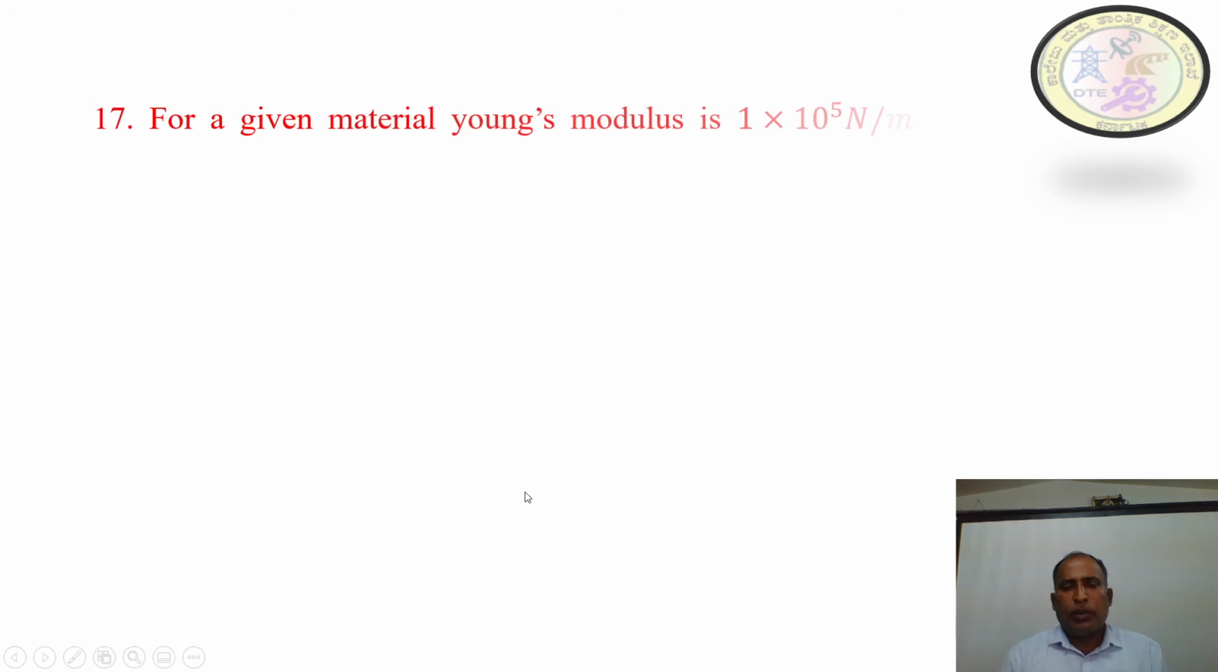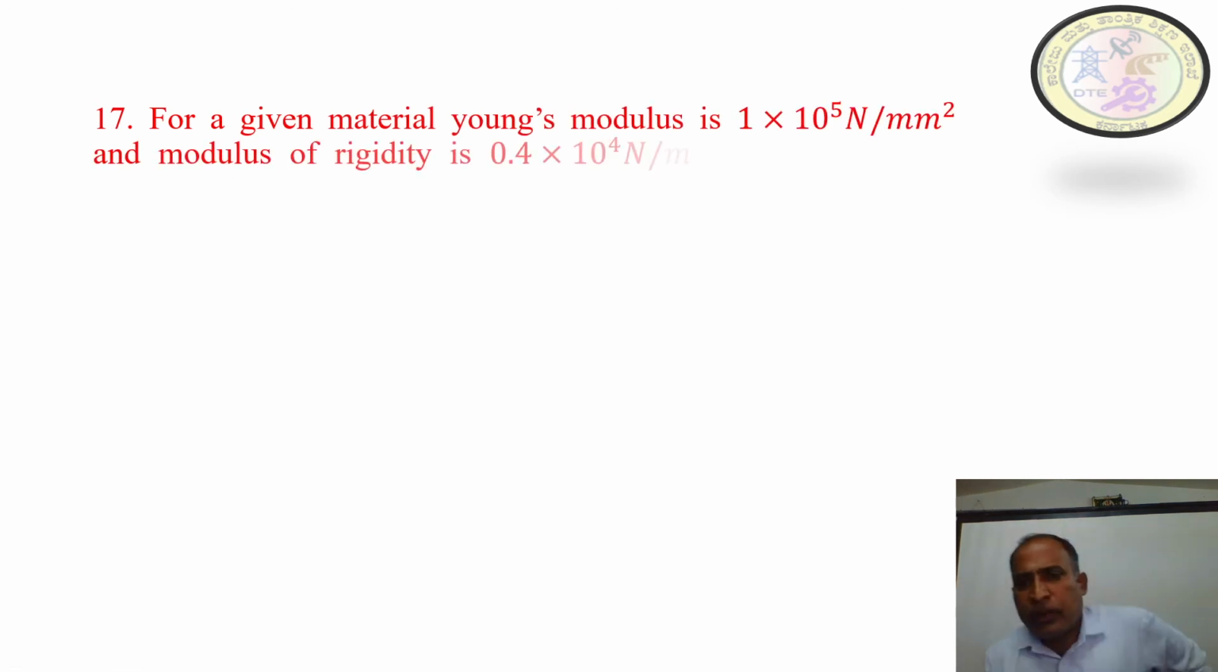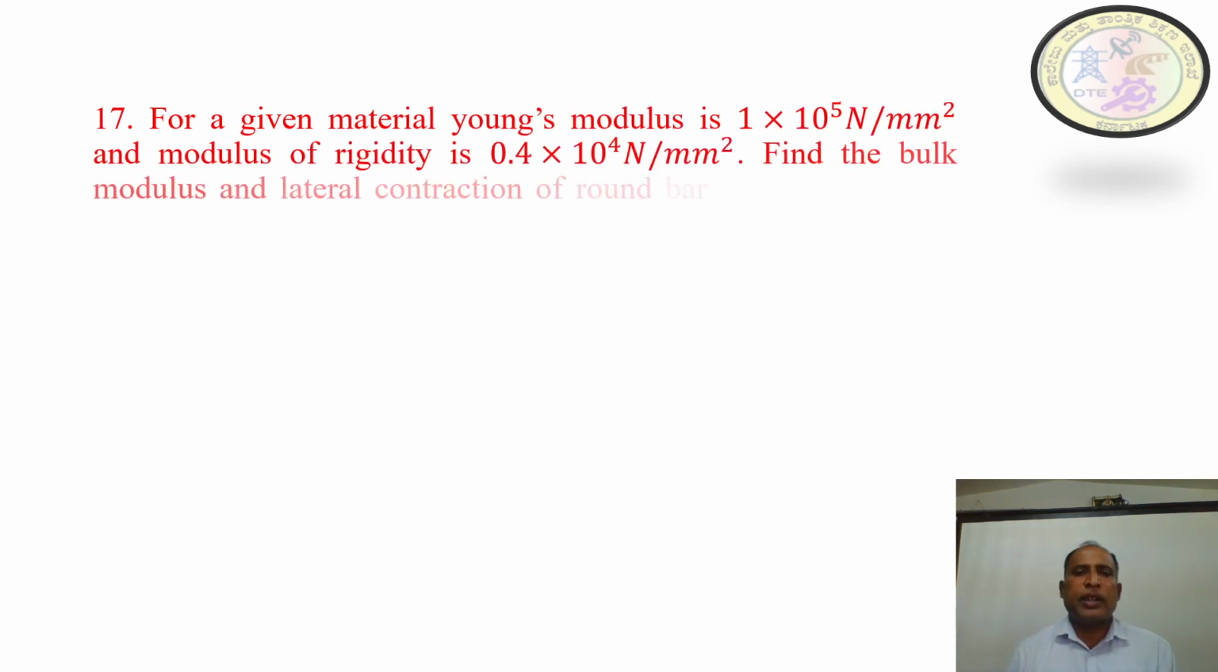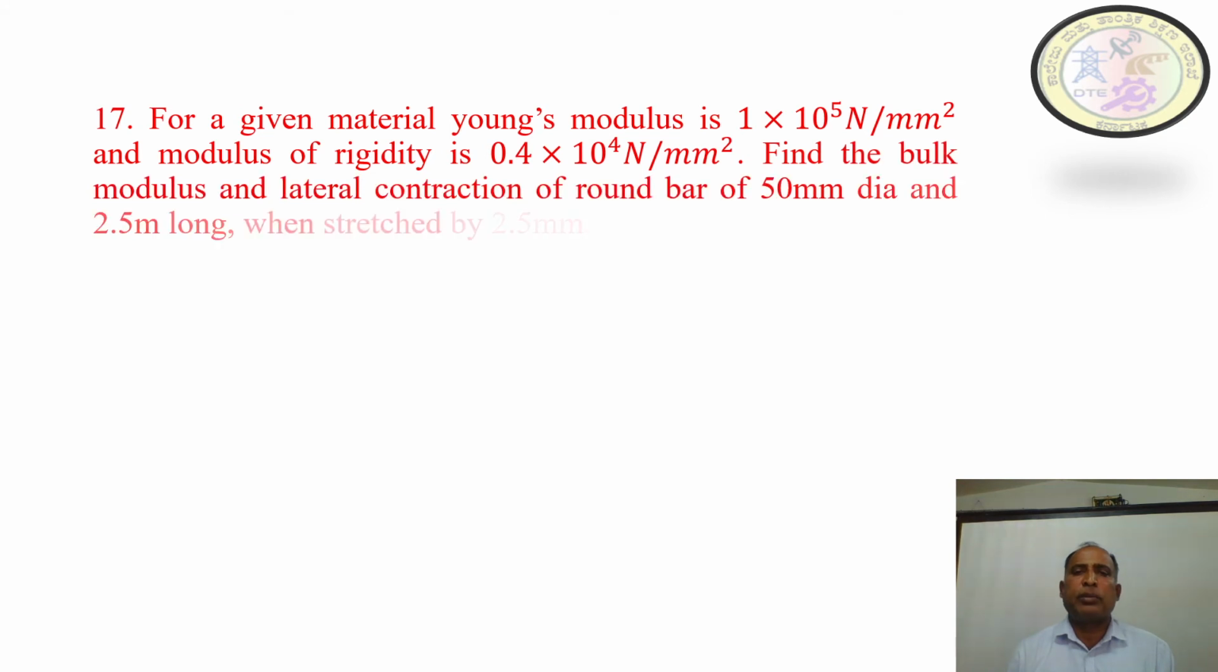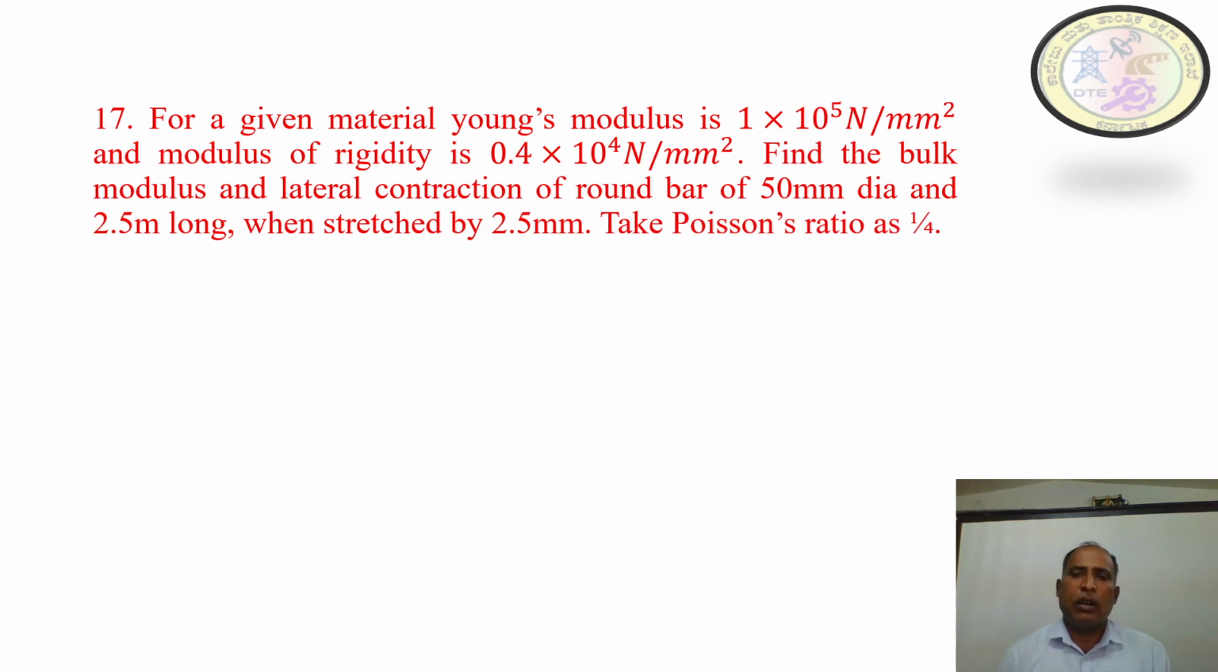For a given material, Young's modulus is 1 into 10 raised to 5 Newton per mm square and modulus of rigidity is 0.4 into 10 raised to 4 Newton per mm square. Find the bulk modulus and lateral contraction of a round bar of 50 mm diameter and 2.5 meter long when stretched by 2.5 mm, and the value of Poisson's ratio is 1 by 4.